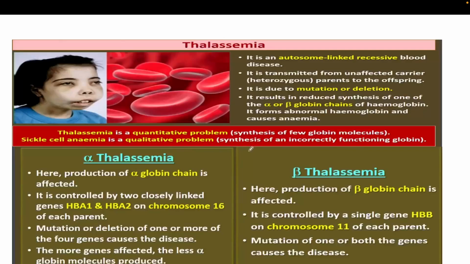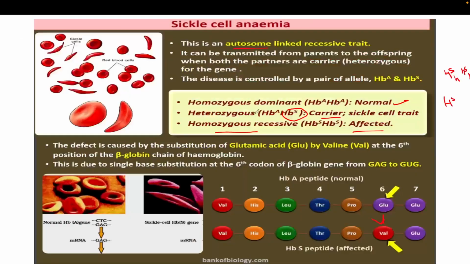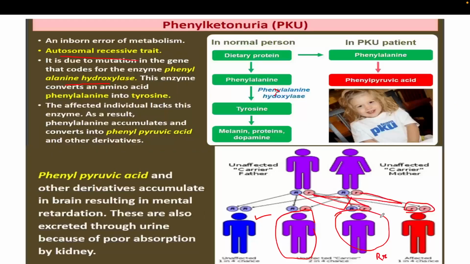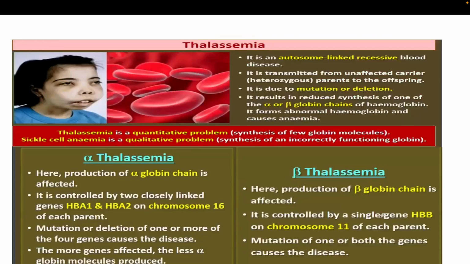Because in case of sickle cell anemia, you are changing the amino acid residue from glutamic acid to valine, so whatever globin is forming is not proper; it is an incorrectly functioning protein. But in case of thalassemia, the protein is made correctly, but the number is very low, so it is a quantitative problem, and here it is a qualitative problem.